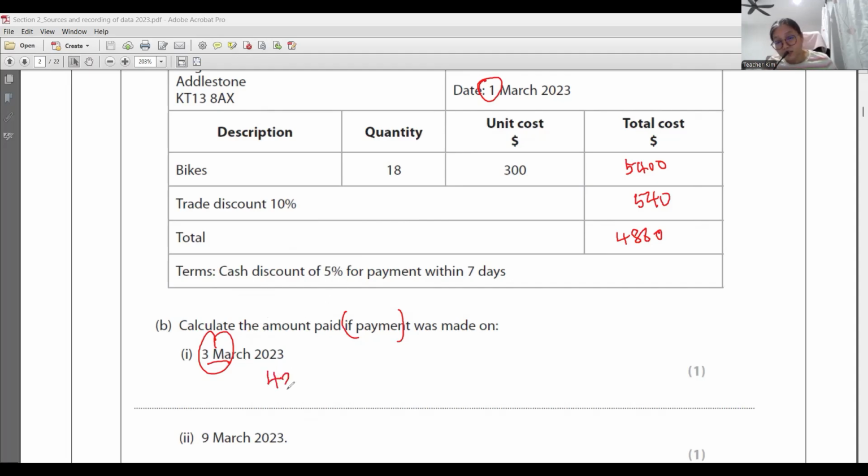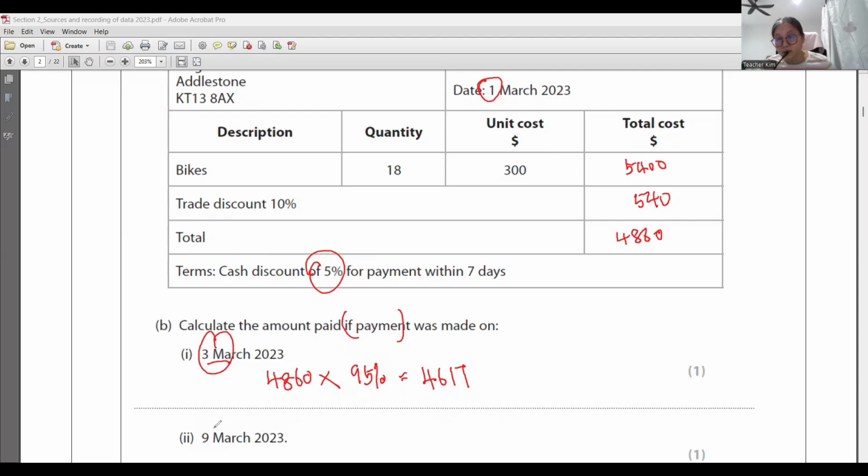You take 4,860, and then you times straight away, because this is 5%. Actually, how much you need to pay? 95%. 100 minus 5, 95. So you will get 4,617. So this is the amount that we need to pay for the payment, the net amount, if we make payment within 7 days.